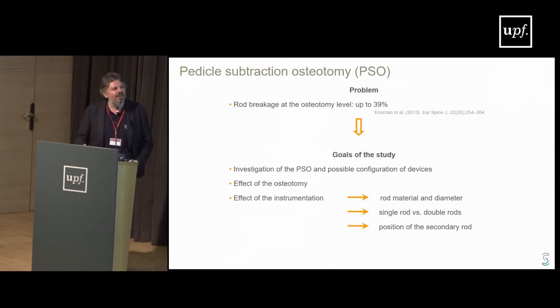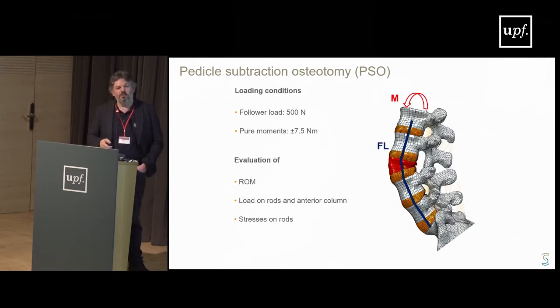So what we tried to do is to see if we can do better by, for example, changing the material of the rods or the diameter. Is it better if we use bigger rods or if you use 4 rods instead of 2? So just double the rods to see what happens to the rods. And if we decide to use 4 rods instead of 2, where should we put the 2 additional rods? It's not a trivial question. So you can put them in different positions, and this might have an effect on the biomechanics of the construct. So this is the model.